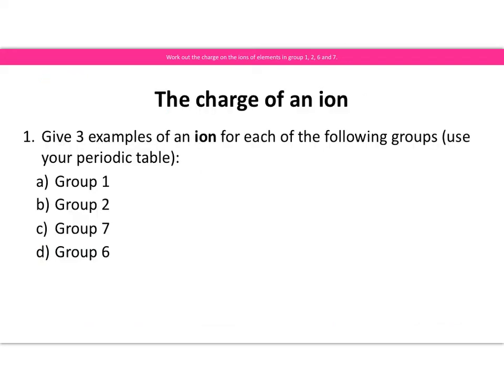So we've just got a straightforward question here asking us to give 3 examples of an ion for each of the following groups. And these are the 4 that we need to know about: 1, 2, 7, and 6. So why don't you pause the video, write some answers to this on a piece of paper, and then we'll have a look.